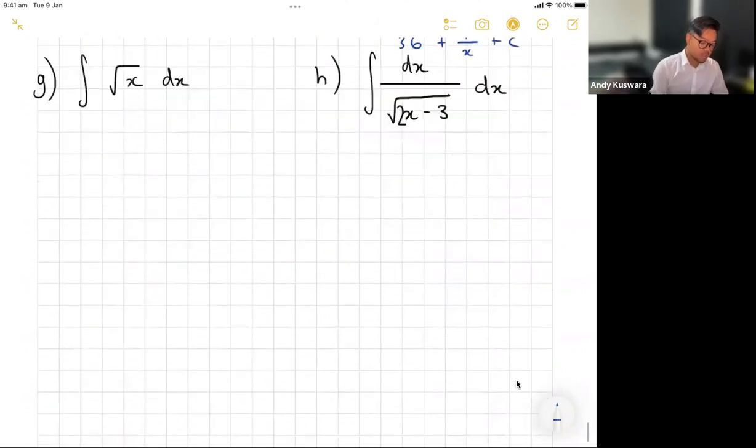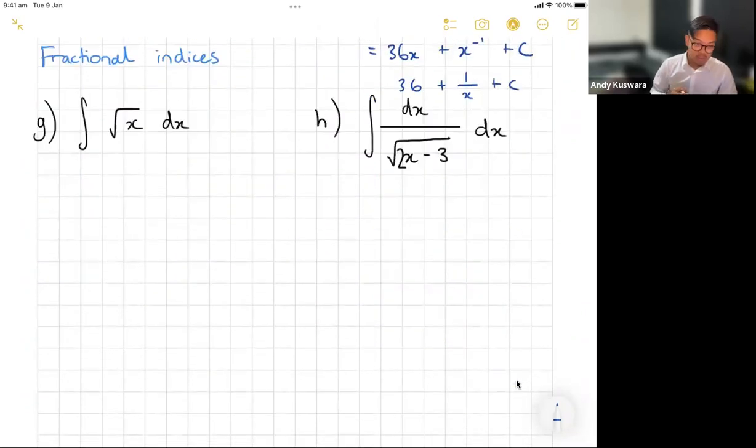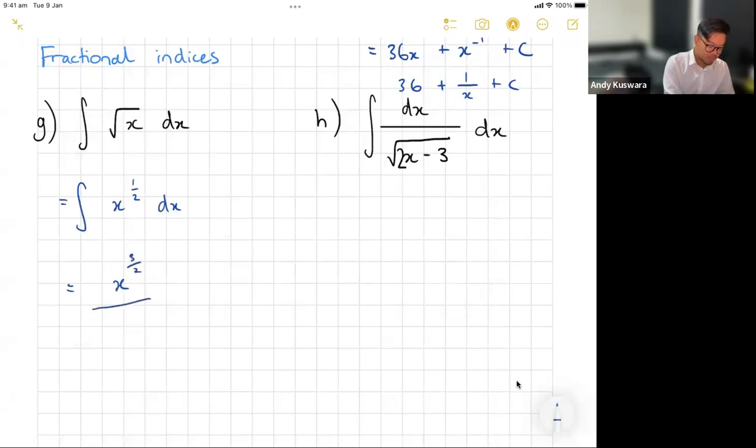All right, last ones. Well done for hanging on. Now, you just have to remember, how do fractional indices work? That's going to be something that you might need to recap from year 11. If we have the square root of x, that's the same thing as saying x to the positive half. And so let's try to work this through. If I add 1, what's 1 plus a half? Well, it's going to be 3 on 2. And then what am I going to divide it by? Well, I'm going to divide it by 3 on 2, plus c.